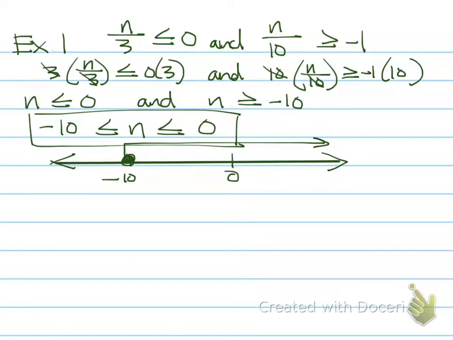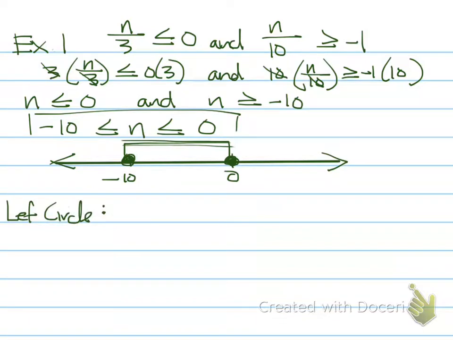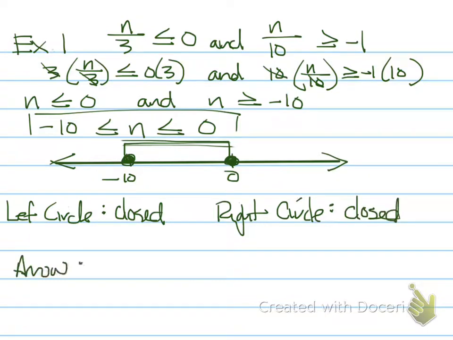If we graph those, first one, n is greater than or equal to -10, and then n is less than or equal to 0. Again, the solution is where those two graphs intersect, since this is an "and" compound inequality. So the left circle is closed, the right circle is also closed, and the arrows are between the 2 points.